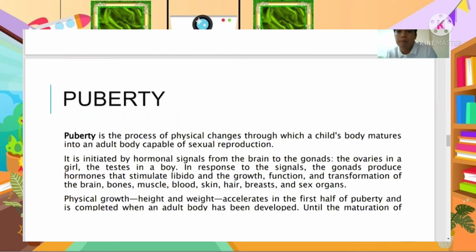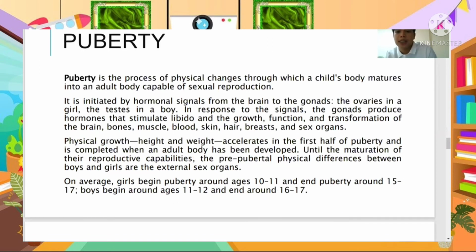Okay, next is puberty, the process of physical changes through which a child's body matures into an adult body capable of sexual reproduction. And from the physical growth, height and weight accelerate in the first half of puberty and is completed when an adult body has been developed, until the maturation of their reproductive capabilities. The pre-pubertal physical differences between boys and girls are the external sex organs.